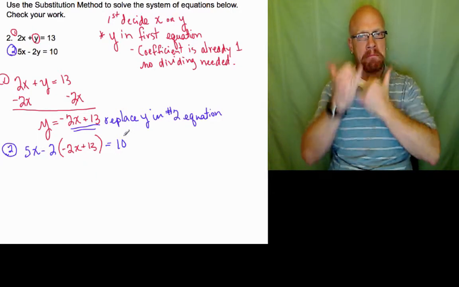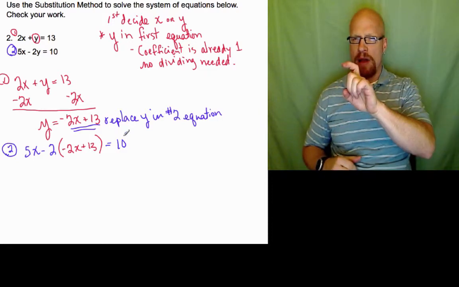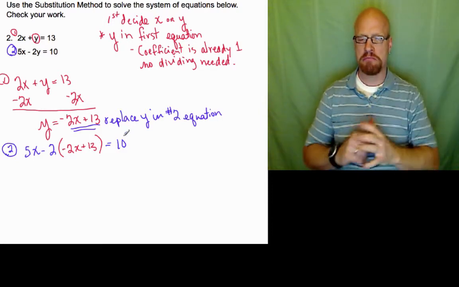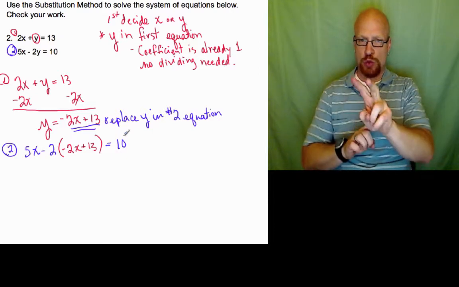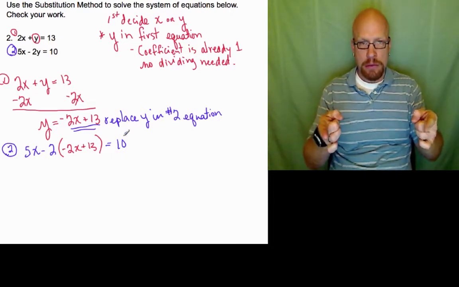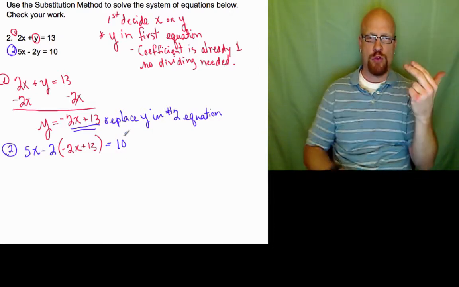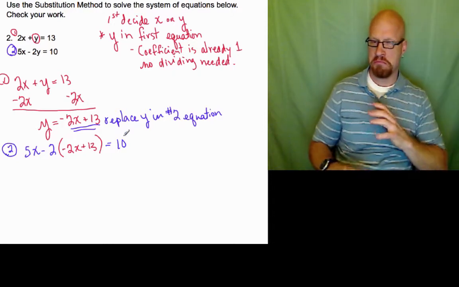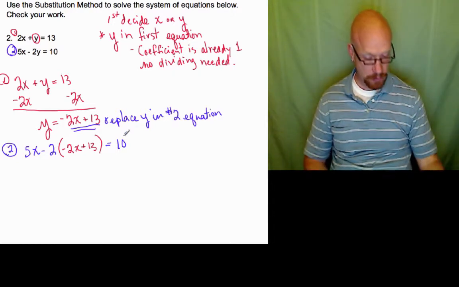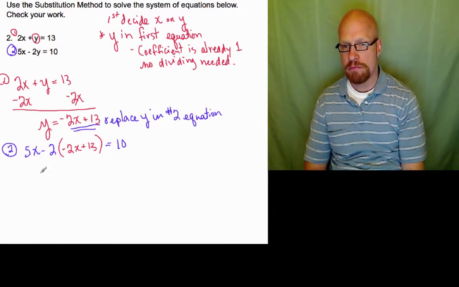Let me check my work now. Easy to make mistakes here. A lot of numbers. 5x minus 2y equals 10. Okay, 5x minus 2 times the quantity negative 2x plus 13 equals 10. So far I'm okay.